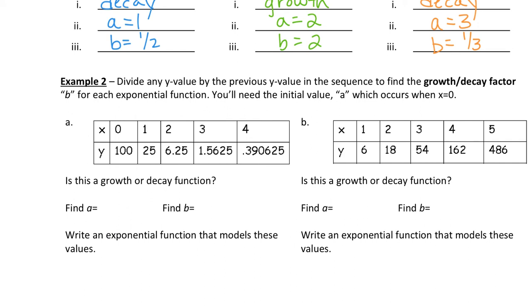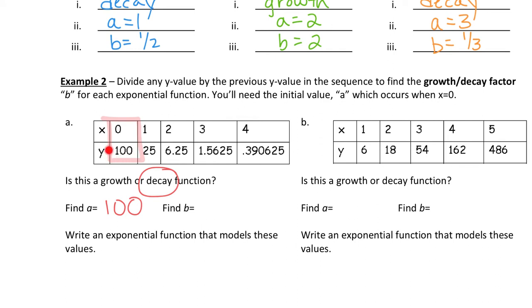Let's take a look at a table of values and an exponential function. So this one does say these are exponential functions. First, let's look at the y values and see, as x is increasing, is y going up or down? Is it increasing or decreasing? In this case, it's decreasing. So this is a decay model. Next, we want to find that initial value, that a, and that will always happen when your x value equals 0. The y value is your initial value. So here it's 100.